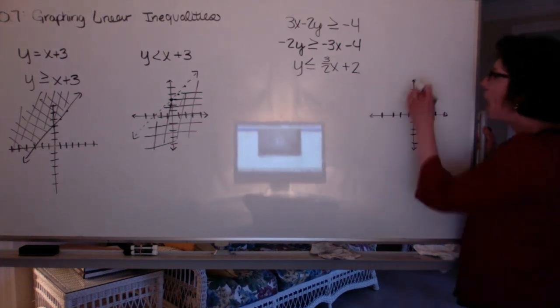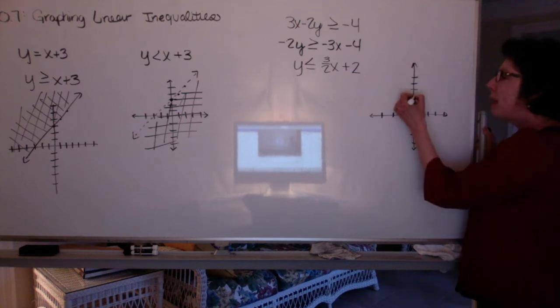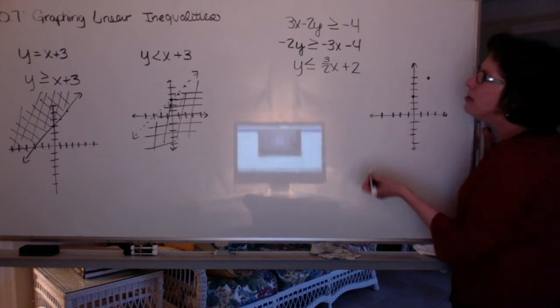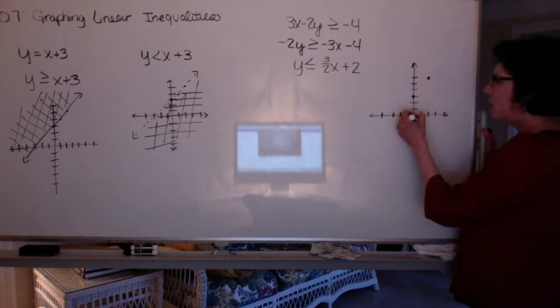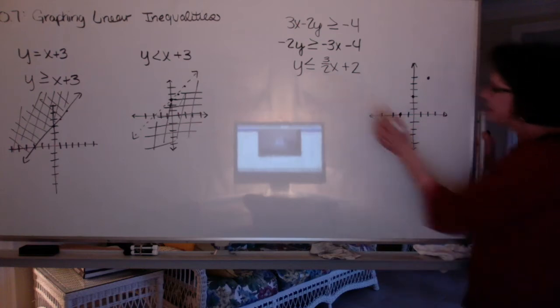Now we've got to go up 3. Well, guess what? I didn't make this long enough. Whoopsie. Okay, I'm going to go up 3, bump, bump, bump, and over 2. I think I'm going to also go down 3. 1, 2, 3, and over 2. There we go. Now, I know it's going to be a solid line.